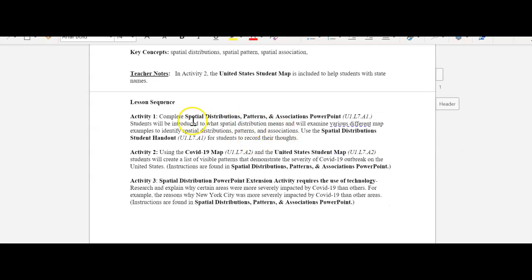First, you're going to the spatial distribution pattern and association PowerPoints. This is very interactive. In this particular one, we've included a student handout to go along with it so that students can take notes as they're going, because there are a lot of different maps that we're going to ask them to respond to, like what patterns it is, and discussing those as we go throughout that particular PowerPoint.